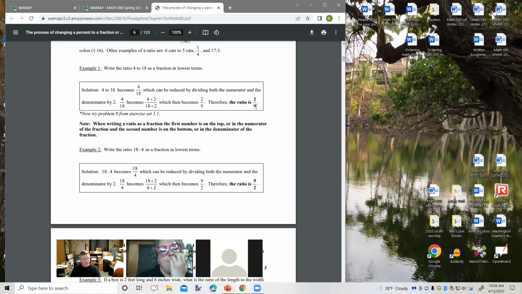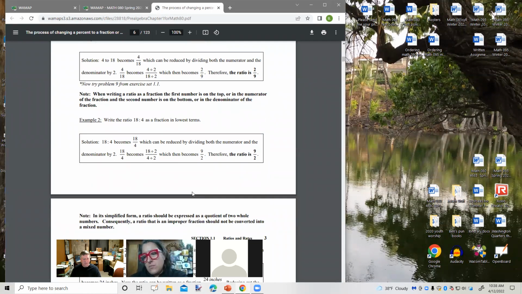Any questions so far? All right, going on. When writing a ratio as a fraction, the first number is on top, or in the numerator, the second number is in the bottom. I already mentioned that, but let's take a look at example 2. Write the ratio 18 to 4 as a fraction in lowest terms. So we get 18 over 4, which reduces to 9/2. Therefore, the ratio is 9/2, okay?